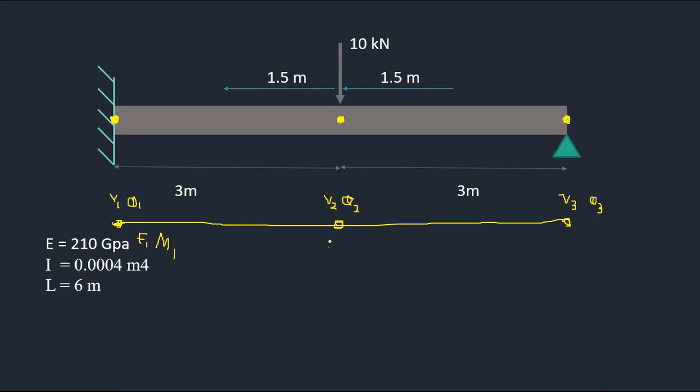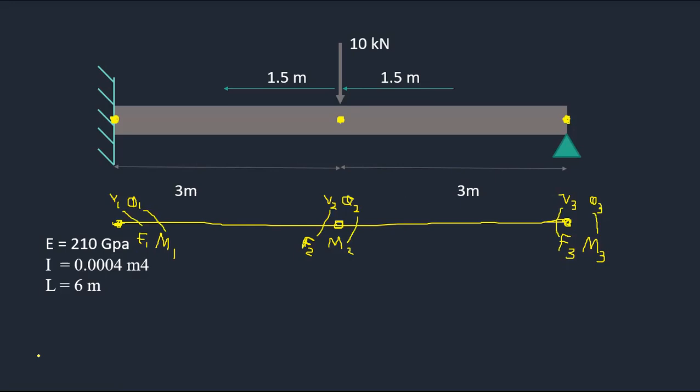So here you have F2 and M2. I'll explain what F1 and M1 are. These are external loads. You don't have any external load here, actually here you have some external load, and I'll show you how to take this into account. Here F3 and M3. This order is very important: v1 theta 1, v2 theta 2, v3 theta 3, and the same as F1 M1, F2 M2, and F3 M3. This corresponds to F1, this to M1, this to F2, this to M2, this to F3, this to M3.